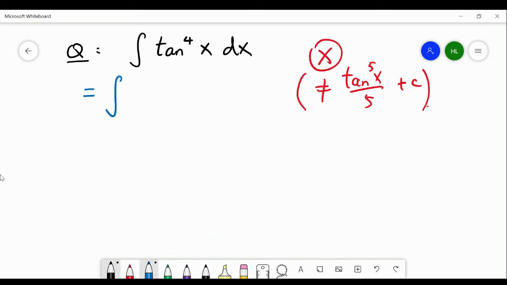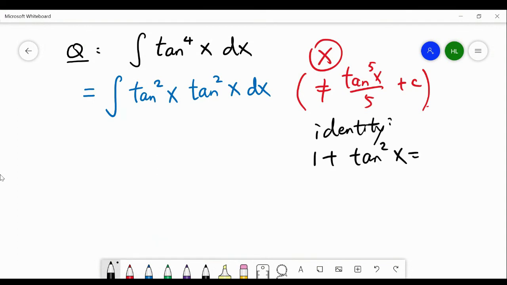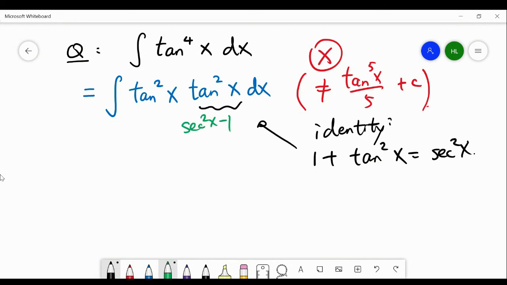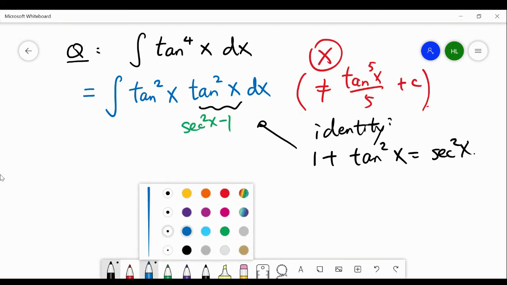And the good thing is that there are some identities that we can use based on the tangent square x and secant square x. And please recall the identity that you should know. We know there's an identity 1 plus tangent square x equals secant square x, right? And we will try to make use of it, at least for maybe 2 copies of tangent x. So that's tangent square x equals secant square x minus 1, right? So I write down the next step.